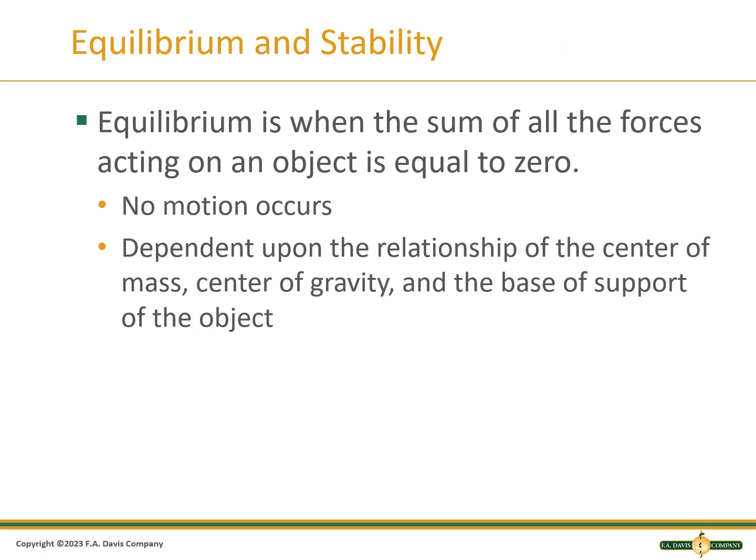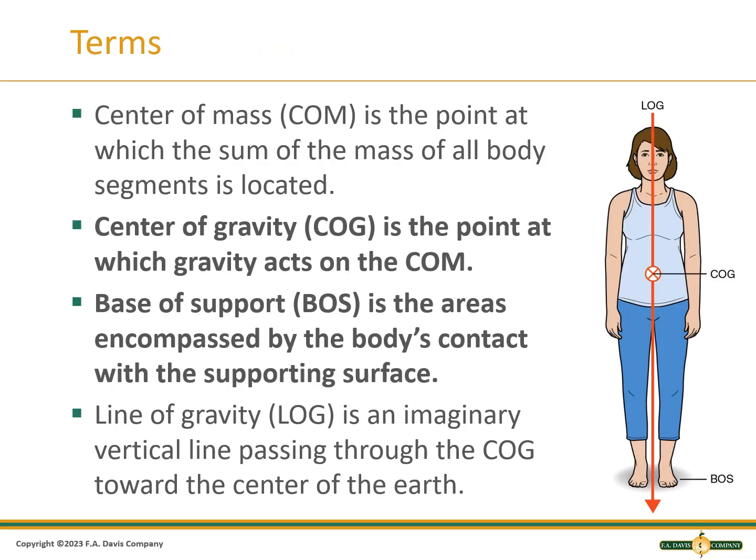Equilibrium is when the sum of all forces acting on an object is equal to 0, so that the object is static. Achieving equilibrium depends on the object's center of mass, center of gravity, and base of support. In static stance, our body works to achieve equilibrium where we have muscle tone for posture that's just enough to fight or balance or cancel out gravity, but not so much that movement is produced. And so that's where we see that balance of the effects of sway in a static standing position.